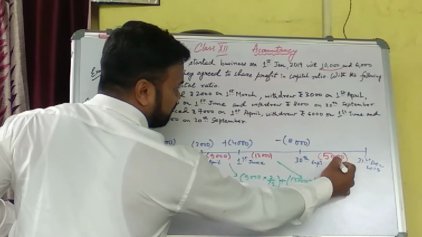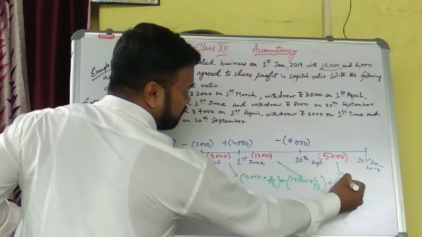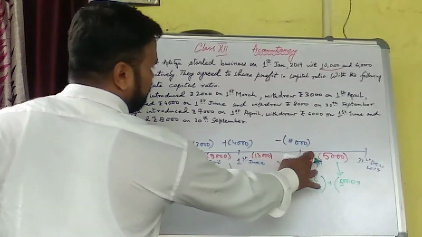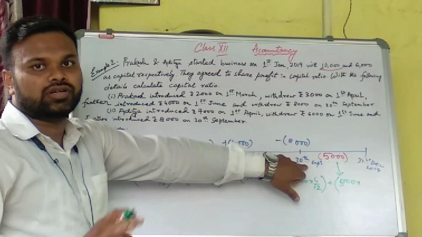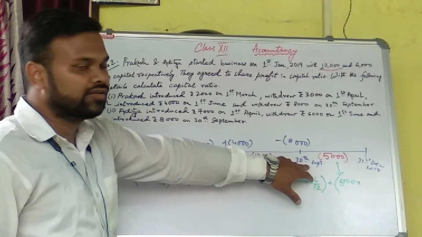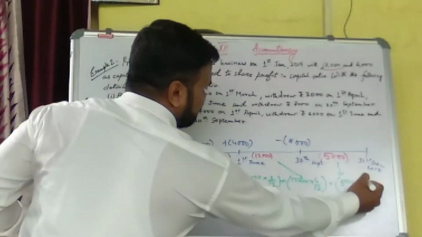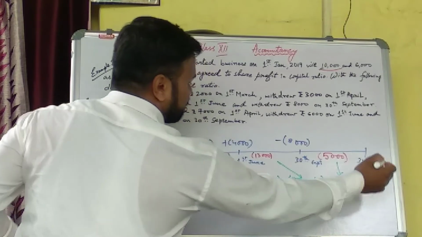And lastly, 5,000 is left over. And we are using this money for how many months? From October, November and December. We will not count September here because that's the end of the month. So we are counting October, November and December, 3 months. Clear, students?